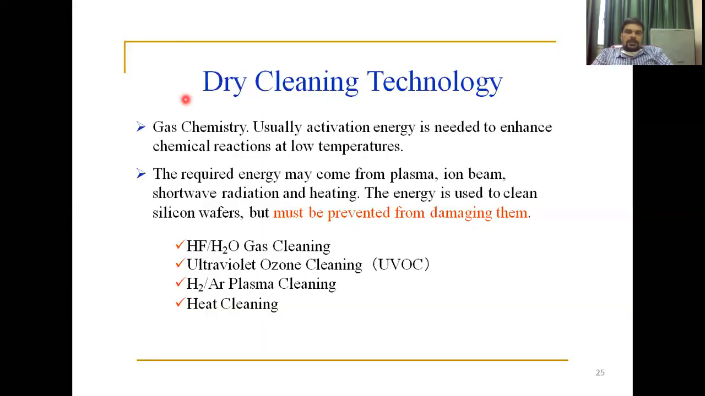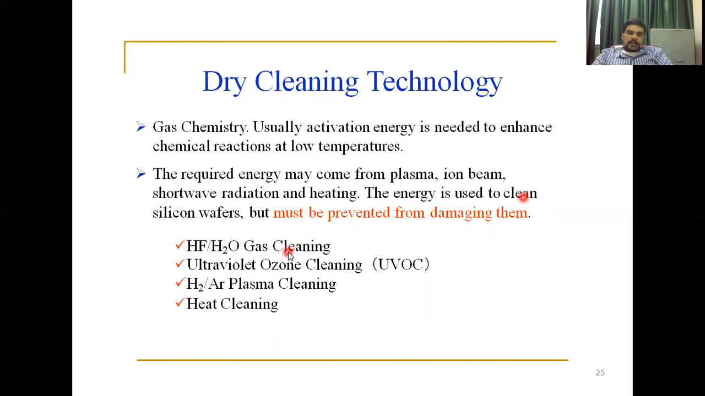Now, in order to overcome this, we use dry cleaning technology. In dry cleaning, usually activation energy is needed to enhance chemical reactions at low temperatures. The required energy may come from plasma, ion beam, short wave radiation, and heating. Energy is used to clean silicon wafers, but it must be prevented from damaging them. So in dry cleaning, the basic concept is that energy is used to clean the wafers.